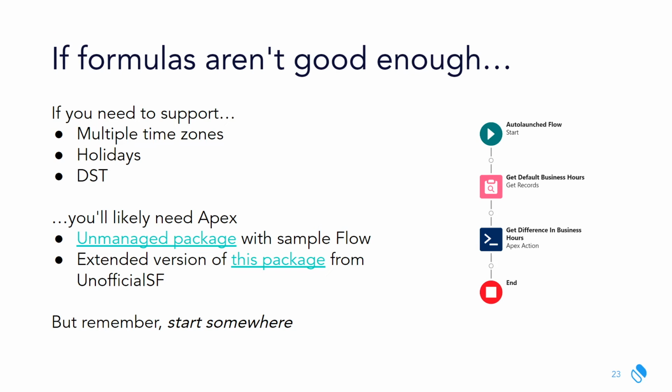I've created an unmanaged package here with a sample flow. It's an extended version of a package from Unofficial SF. But the basics are you feed in some business hours and 2 date times, and it spits out the difference in business hours for you. But as I said before, start somewhere. Even if this is aspirationally where you want to get to, maybe for right now, formulas are close enough for government work.